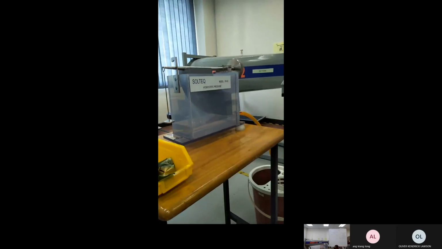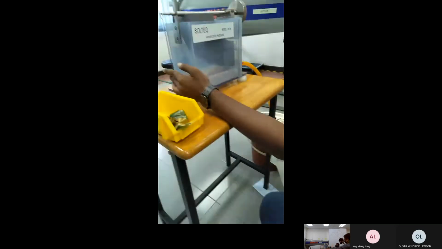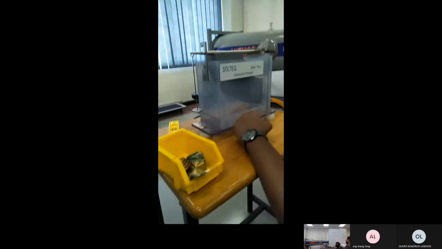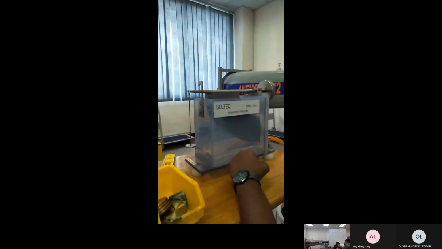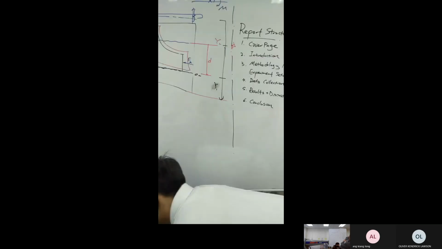Whether the water touches the bottom. You have to make sure that when you touch the bottom, this one is also level. So it means that now the whole system is balanced. Now you record the first water level, which is your Y1. Yeah, which is your Y1 here.